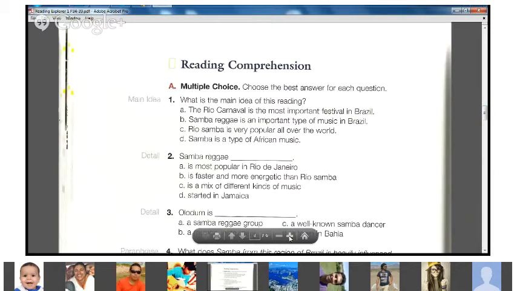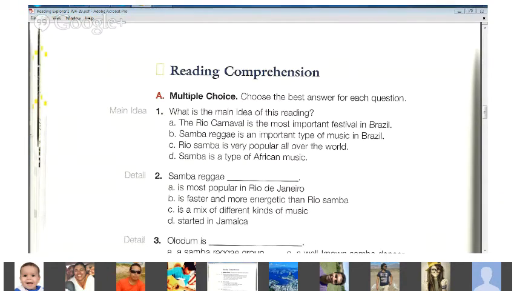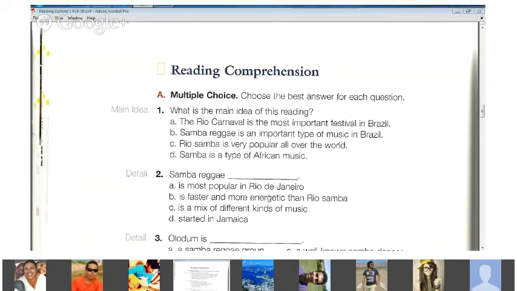All right. So, number one, what is the main idea of this reading? Would somebody like to read all the choices? Okay, go ahead, Ugor. What is the main idea of this reading? A, the Rio Carnival is the most important festival in Brazil. B, Samba reggae is an important type of music in Brazil. C, Rio Samba is very popular all over the world. D, Samba is a type of African music.